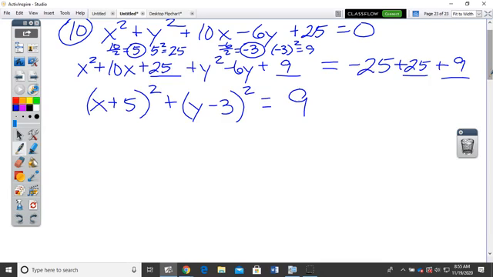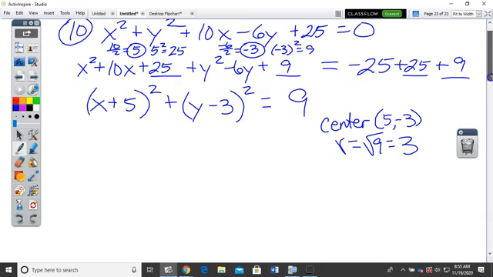Alright, what's my center? 5, -3 is my center. And my radius? 3. Square root of 9, which is 3. And you graph it.